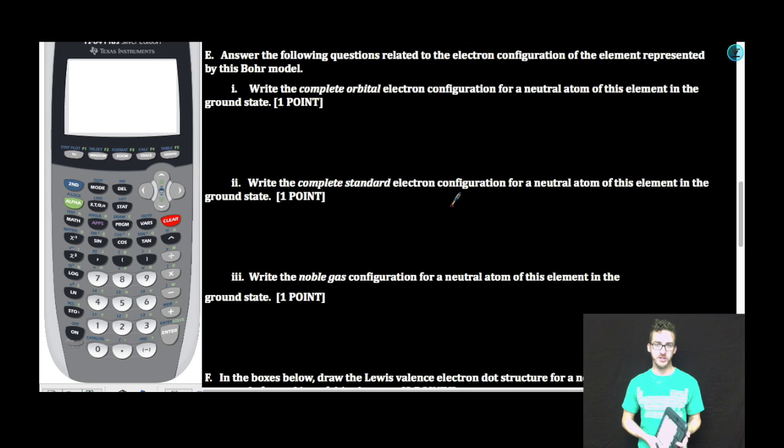Part E. Answer the following questions related to the electron configuration of the element represented by this Bohr model. Subpart I. Write the complete orbital electron configuration for a neutral atom of this element in the ground state.